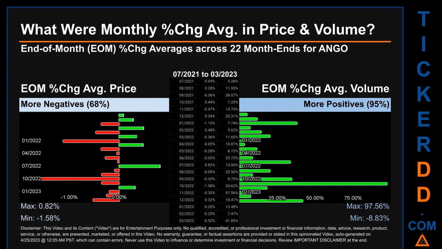Price saw an end-of-month max of 0.82% in average percentage change along with a minimum of -1.58%. For volume, the maximum and the minimum monthly percentage change were respectively 97.56% and -8.83%.